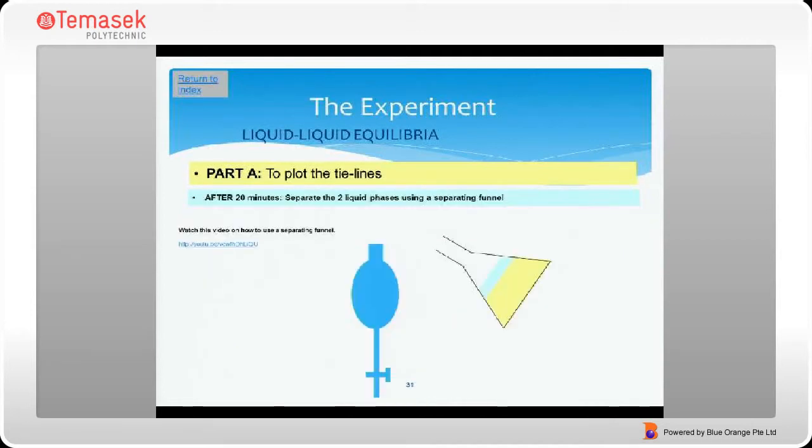After 20 minutes, transfer the contents of the first flask into the separating funnel. Allow to stand for 2 minutes and separate each liquid phase into a separate beaker. Record the necessary readings for each liquid phase.